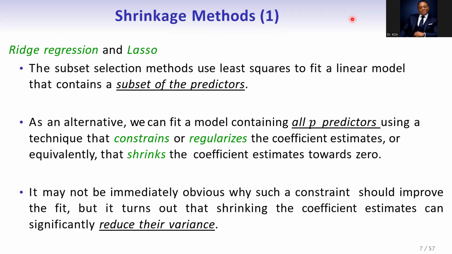Yeah, it may not be obvious from the start, but it turns out that this shrinking process will reduce the variance. Because at the end of the day, if the R square for your test and training set are similar, that's good. If your MSE for the test data and for the training data is similar, it's also good.